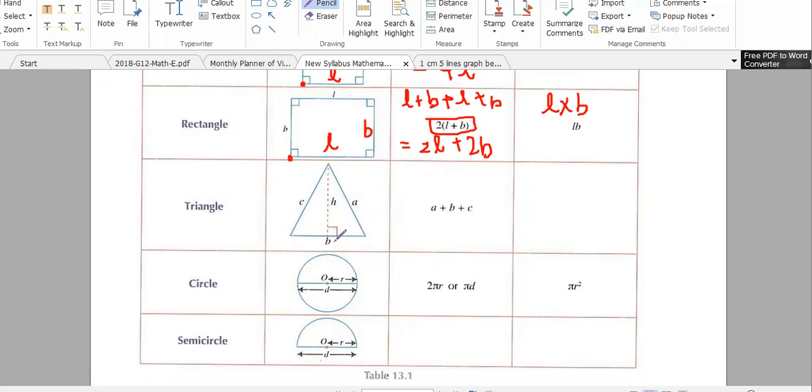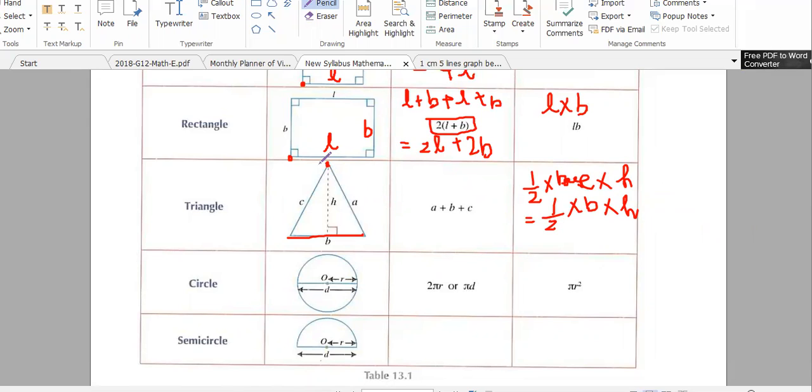Whereas the area of this triangle will be, if we take this B as a base, then the area of the triangle will be 1 over 2 into base multiplied by height. Height is what? Height is the distance from the base to the opposite corner. So this is the height. Here you can see that the base is B and the height is small h. So this formula is of the area of a triangle.